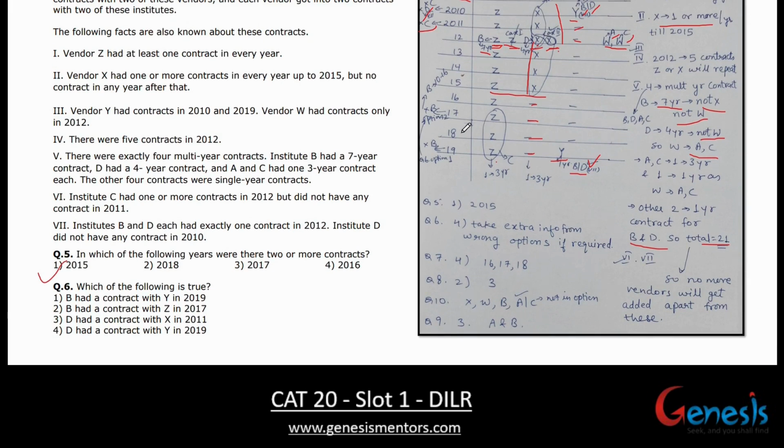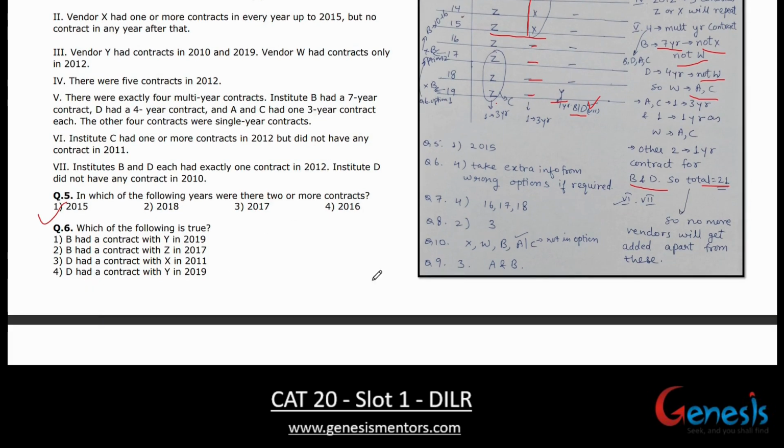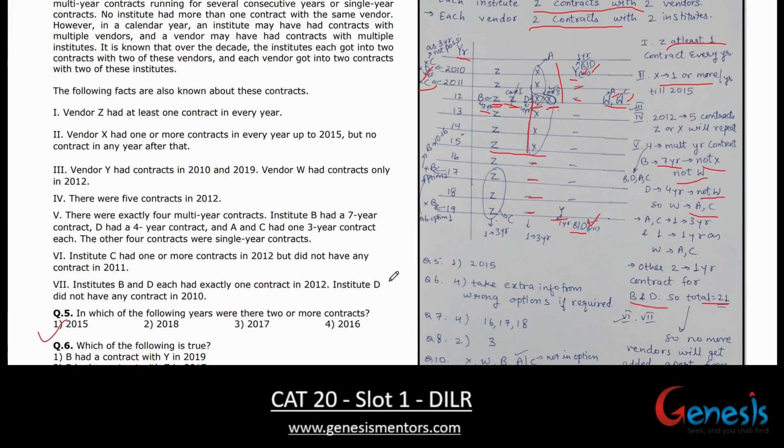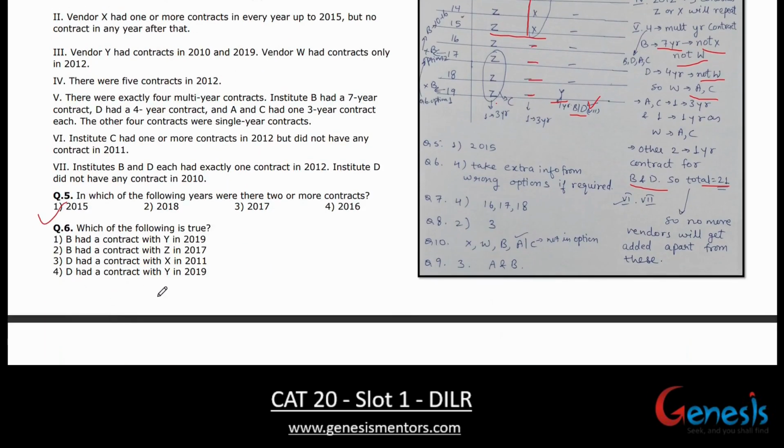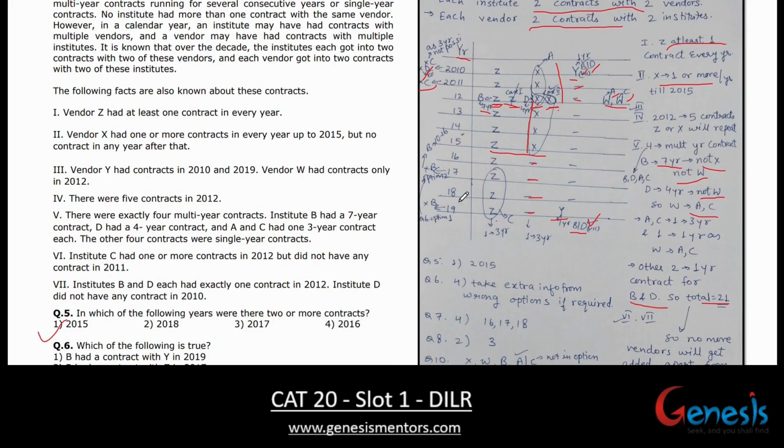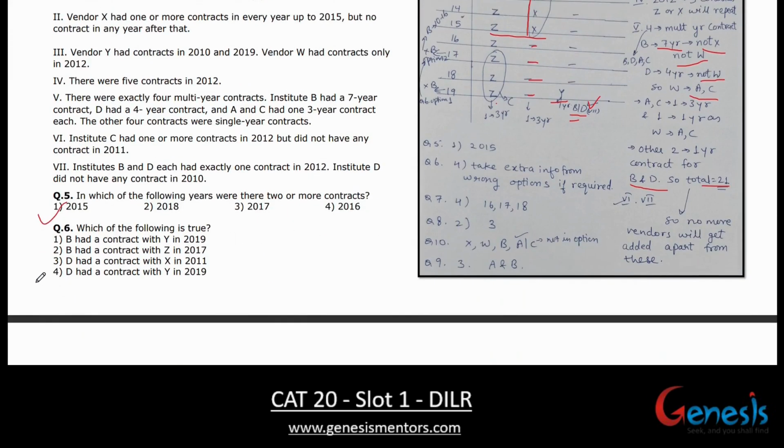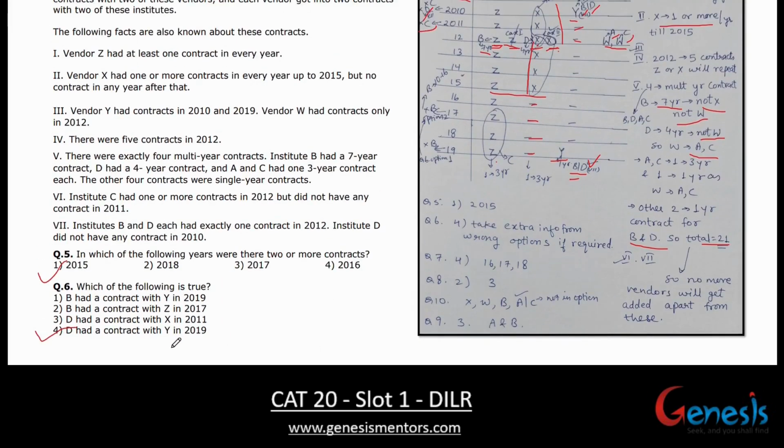Because Z's contract in 2017 is either with A or C. Next, D had a contract with X in 2011. No, that is also not true because in 2011 X's contract will be with A or C. Next, D had a contract with Y in 2019. 2019 Y D, yes, this is true. This is true means others are false.